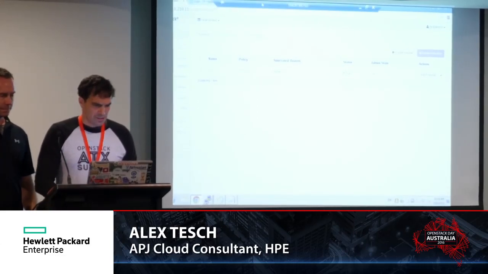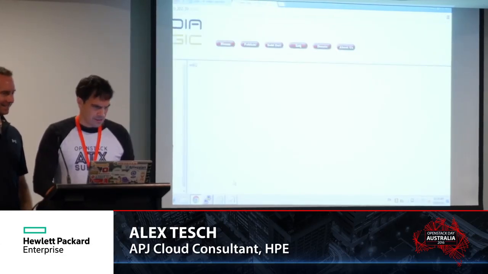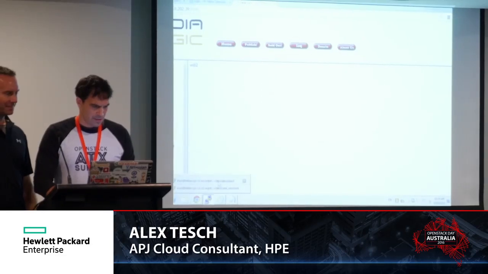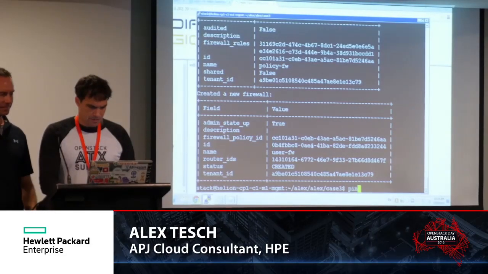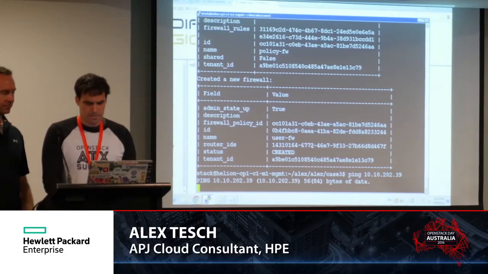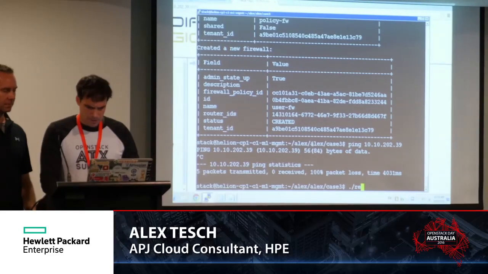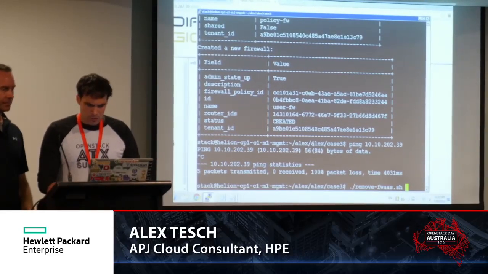All right, let's take a look at our floating IP. 10.10.202.39. Let's try to ping it. And we shouldn't be able to reach it. All right. So the ICMP is actually blocked. Again, by code, we can get rid of the firewall.